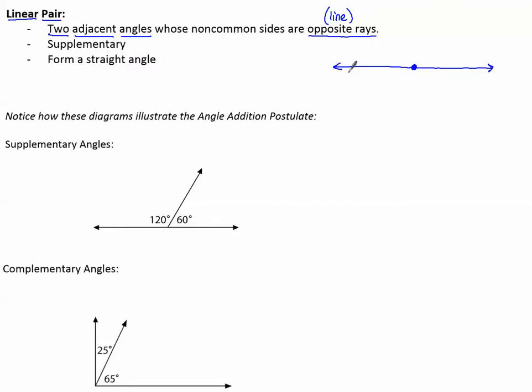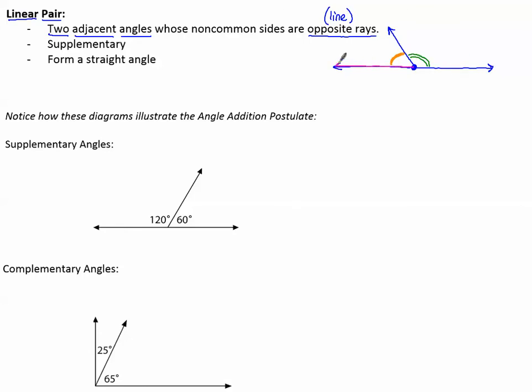From these opposite rays, we're going to create two adjacent angles. How do we do that? We stick a ray coming from the vertex, coming from the endpoint of those opposite rays. So we have an angle here. See this acute angle? And an angle next to it. See this obtuse angle? Their non-common sides form these opposite rays.